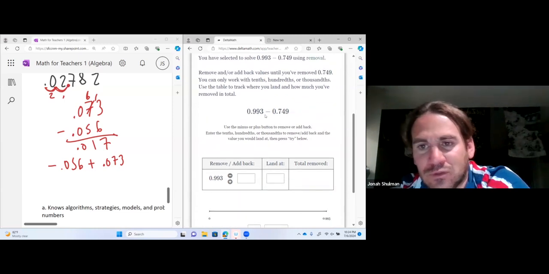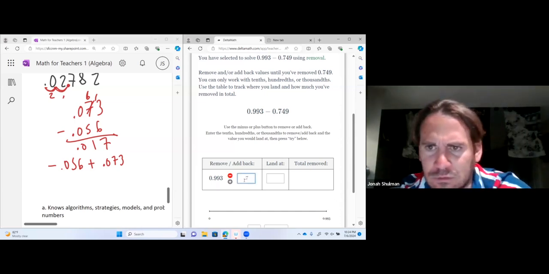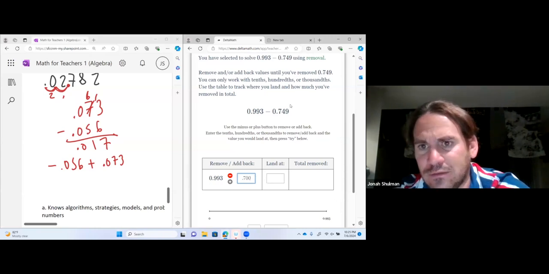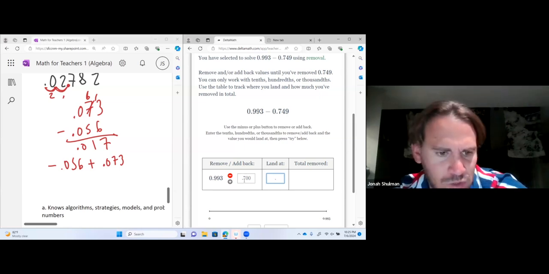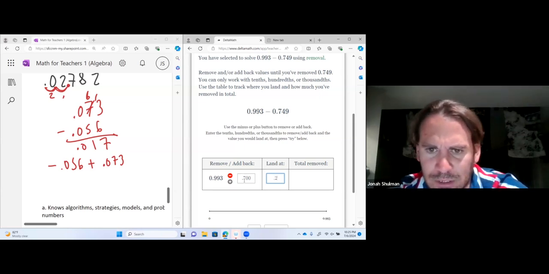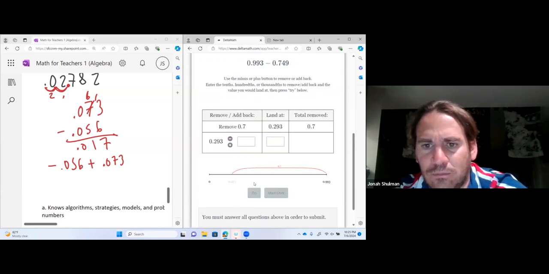So now we've got decimals, we're doing the same thing. The first thing I'm gonna do is I'm gonna take away 0.700, 0.7, so 7/10, right? So it's in this place. I'm gonna take away that, and so if I do 9 minus 7, I'm just gonna get 0.293. Boom. All right, so I got rid of the 0.7.